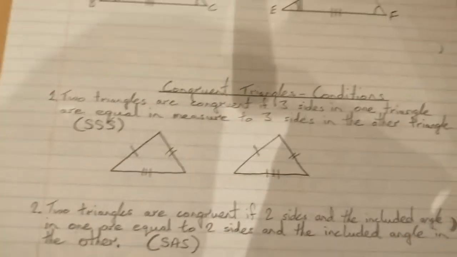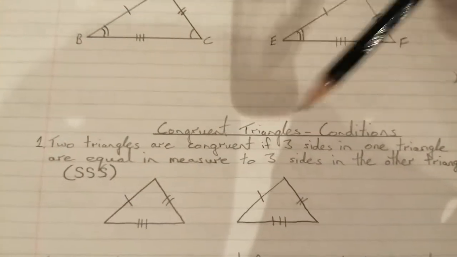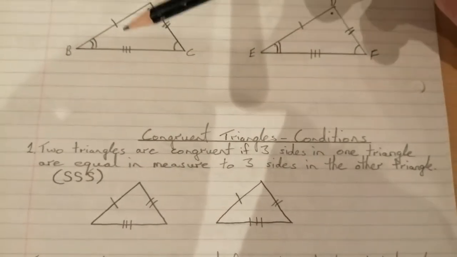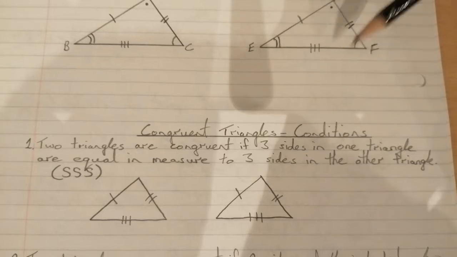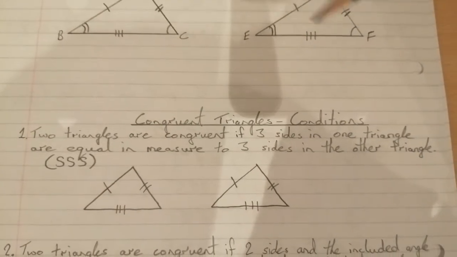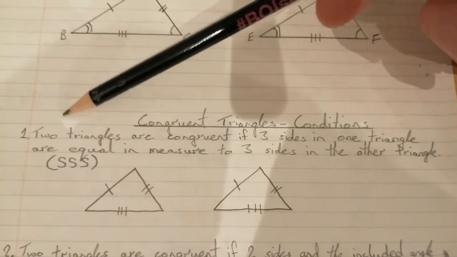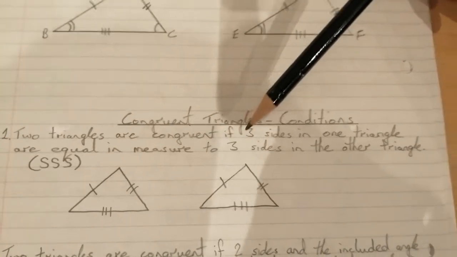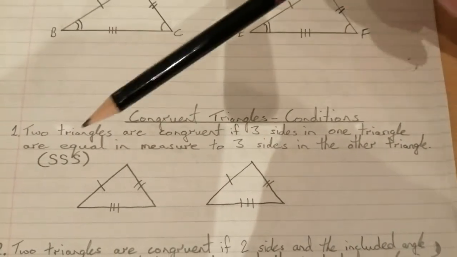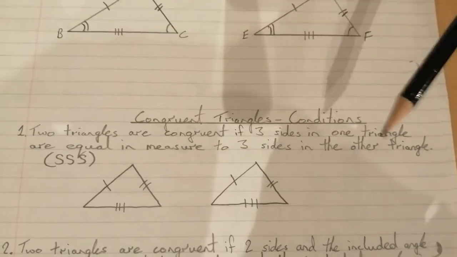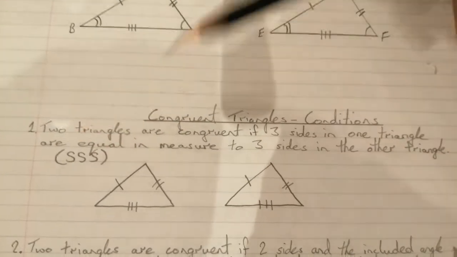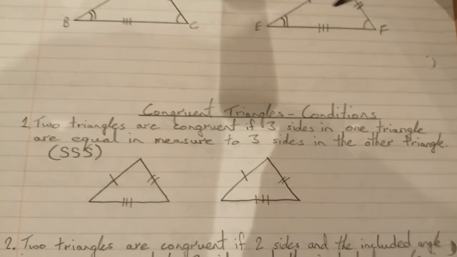Okay, welcome back. So we said that we have certain conditions under which we could prove that two triangles were congruent without having to show that all of these 6 measurements were equal to the 6 measurements in the other triangle. One of the conditions is, if you have two triangles, you know that they're congruent if the 3 sides in one triangle are equal in measure to 3 sides in the other triangle. So for instance, and we have a little shorthand here actually, SSS stands for side, side, side.